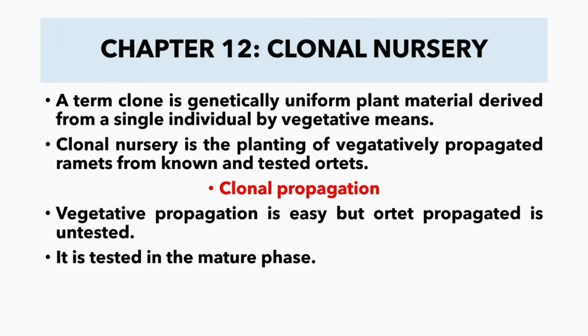Friends, we have completed chapter 11 and now we are going to see chapter 12, clonal nursery, from unit 3. The term clone means genetically uniform plant material derived from a single individual by vegetative means. Clonal nursery is the planting of vegetatively propagated ramets from known and tested orthets. Clonal propagation. Vegetative propagation is easy, but seed propagated material is untested and can only be tested in the mature phase.